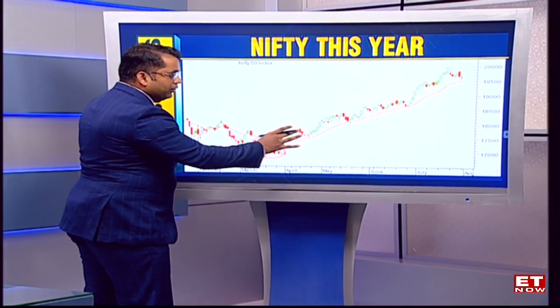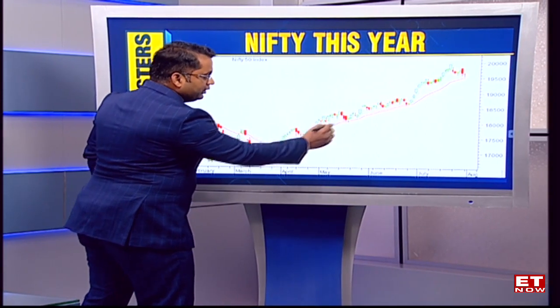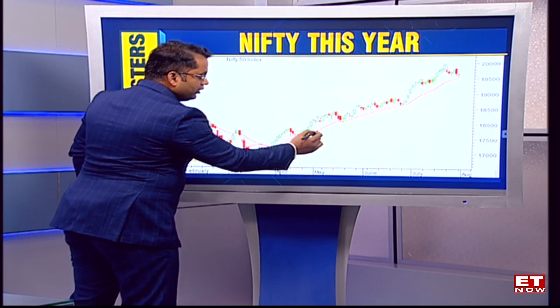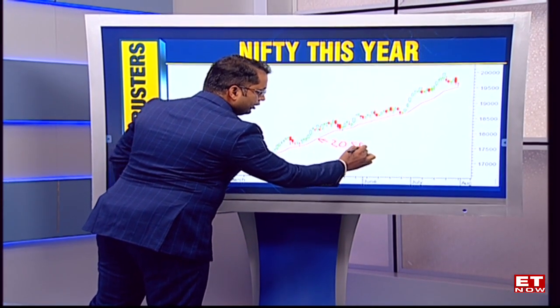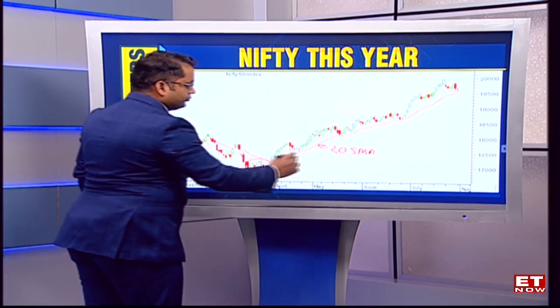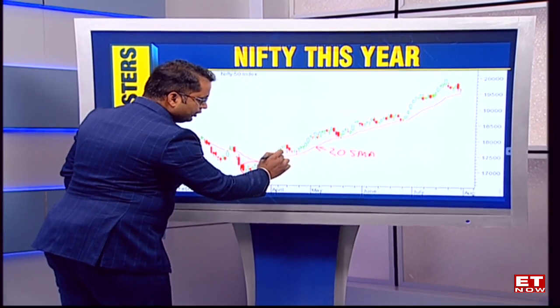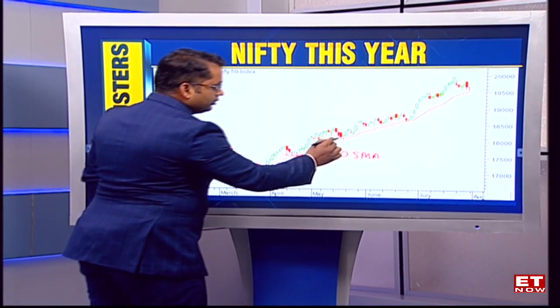Now this uptrend could be simply categorized with the fact that the index has been holding on to a simple key moving average. As you can see, this red line which has been moving for the index. What is this red line? This red line is a 20-day moving average for the index on the short-term charts. Every time the index goes into an uptrend, there is a mild correction. We see the index taking support at this 20-day simple moving average.